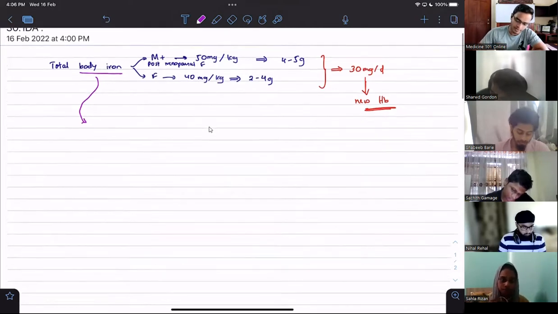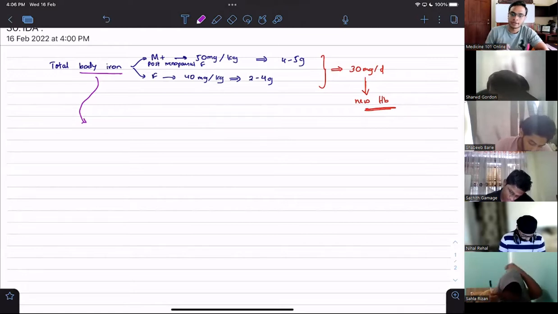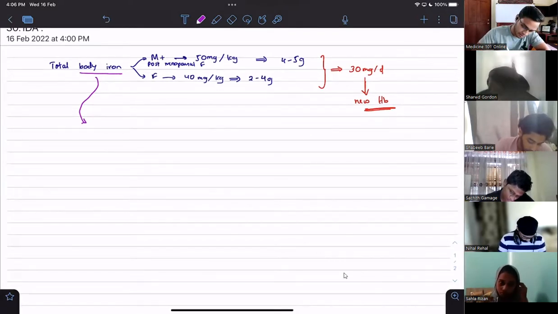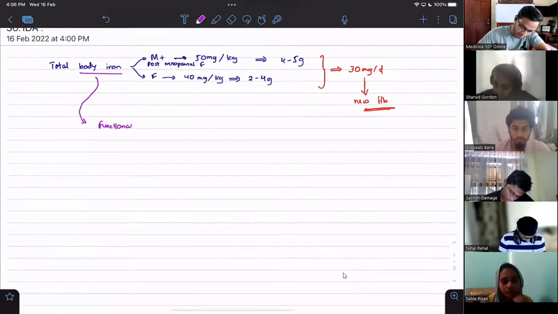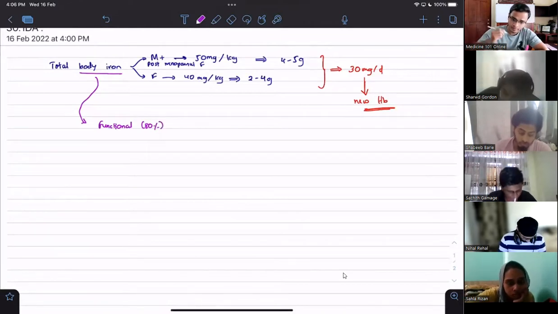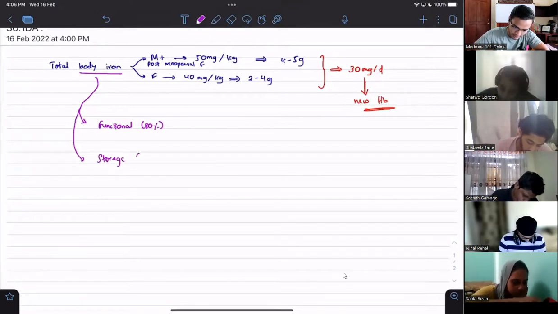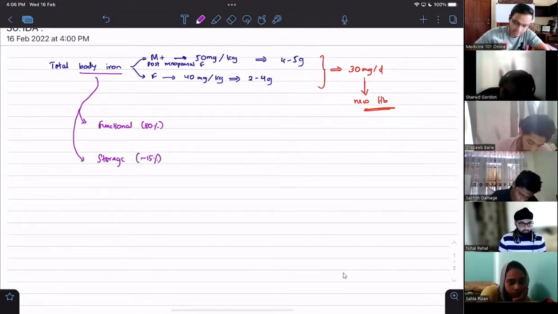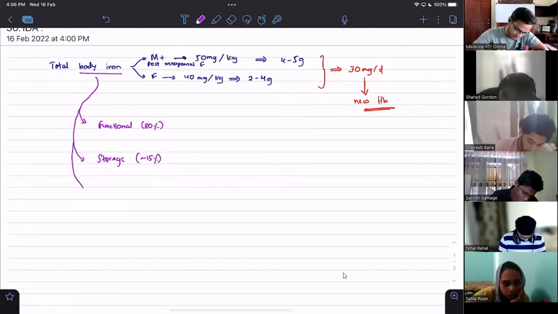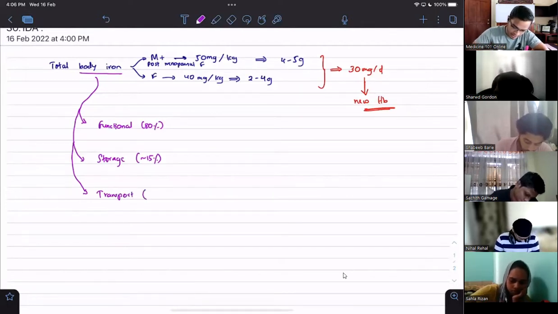Then, once we consider this body iron, another important thing to know is the different forms of iron. We have something called the functional form, which is about 80% of all the iron. We have another, the storage form, that's about another 15%, and we have one more. This is in transit, during transport. You can just write transport within the circulation. We have about 5%.